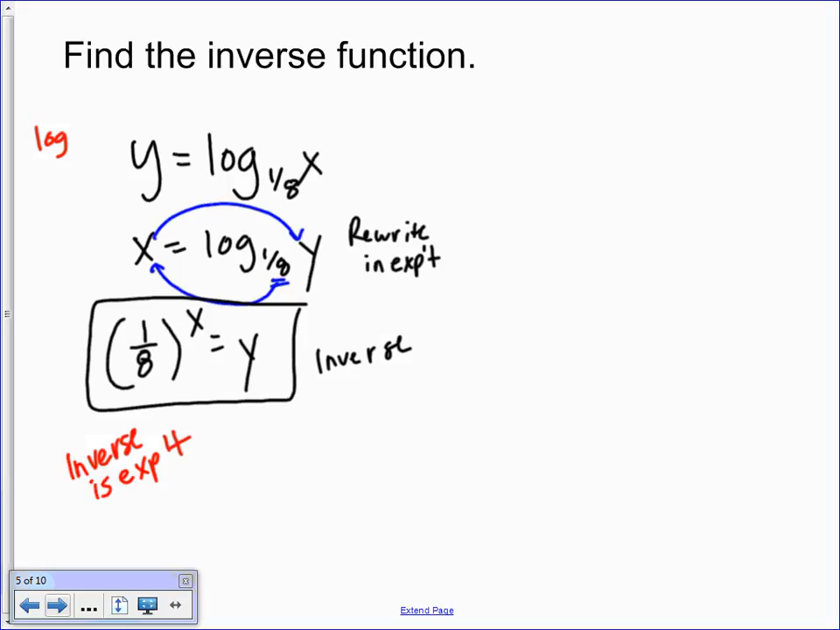This is nice for some people because a lot of times people will forget and they'll still put a log in there. And so you'll see, if your first one has log and your second one has log, you know something's not written correctly because you shouldn't have a log in both. One should be logarithmic, one should be exponential.